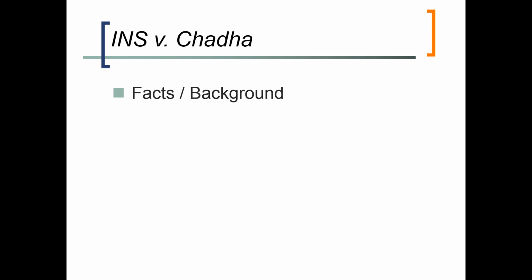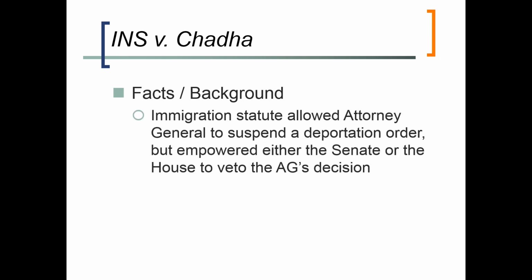As you read through that case, you'll see it's an immigration statute, and what the statute did was it allowed the Attorney General to suspend a deportation order for various reasons. But it provided a check on that suspension by allowing either the House or the Senate effectively to veto the Attorney General's decision.